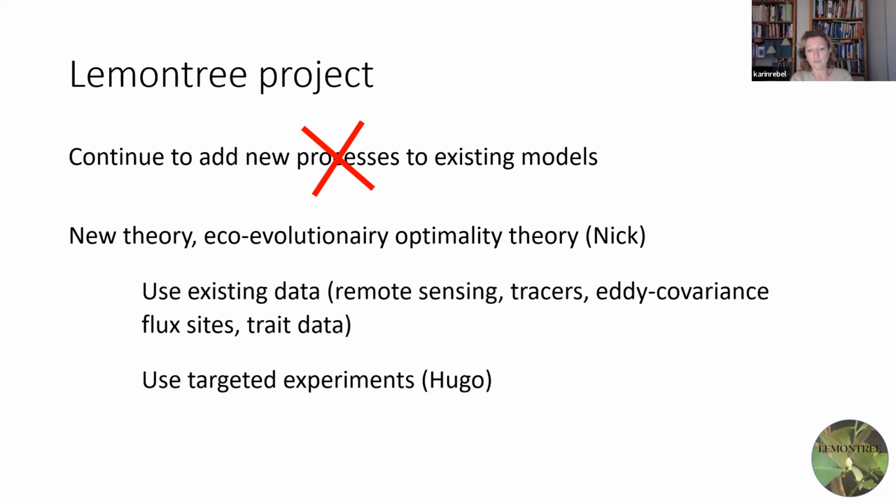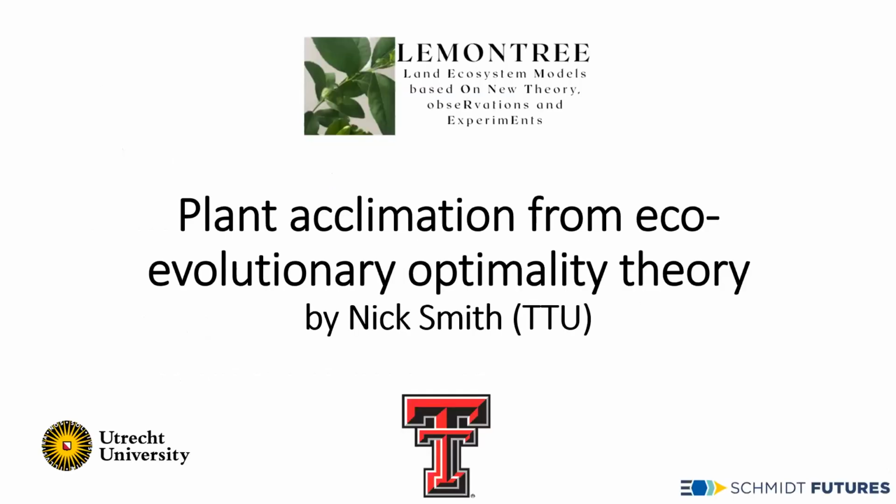I think that we can do this partly because there is already a lot of data out there. We really live in a world where there's loads of data, for instance, by remote sensing, tracers, eddy covariance, trait data, amongst others. There's a lot of data available to link to these new theories, but also we will use very targeted experiments that Hugo will talk about further. So with that short introduction, I would like to give the word to Nick, who will explain a little bit more about the eco-evolutionary optimality theory.